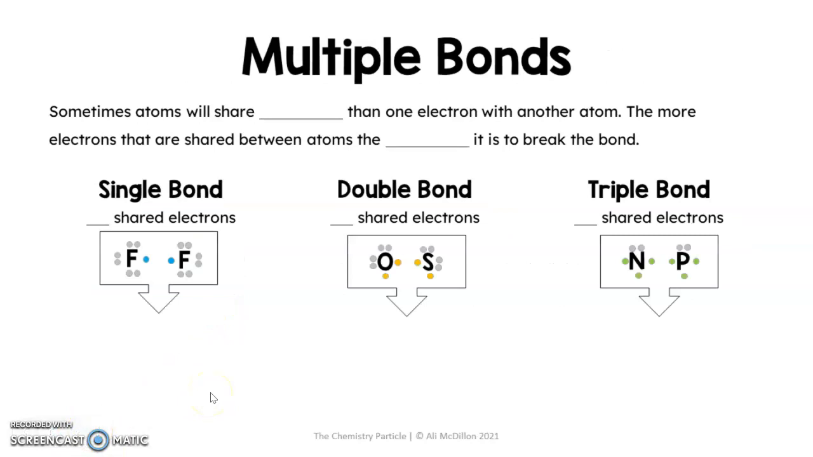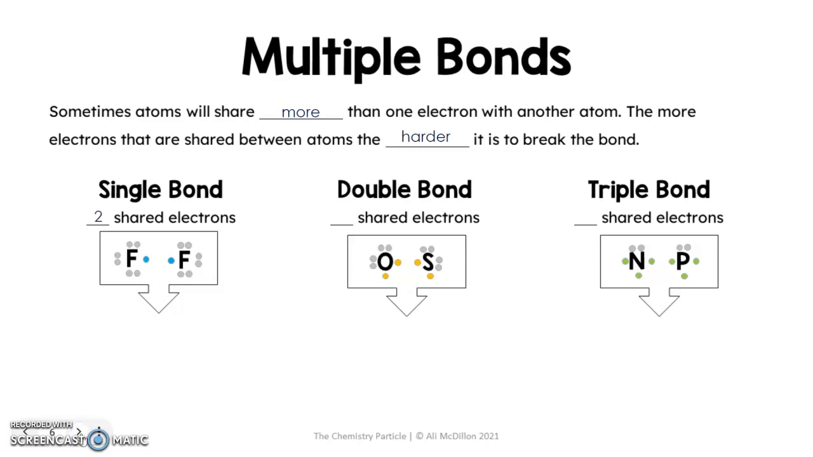Now, these can show us multiple bonds that exist between our nonmetal elements. Sometimes atoms will share more than one electron with another atom. The more electrons that are shared between atoms, the harder it is to break the bond. So the more bonds, the harder it is to break, which makes sense, right? If you strengthen something, you add some reinforcement, the more bonds you have, the harder it's going to be to break those bonds.